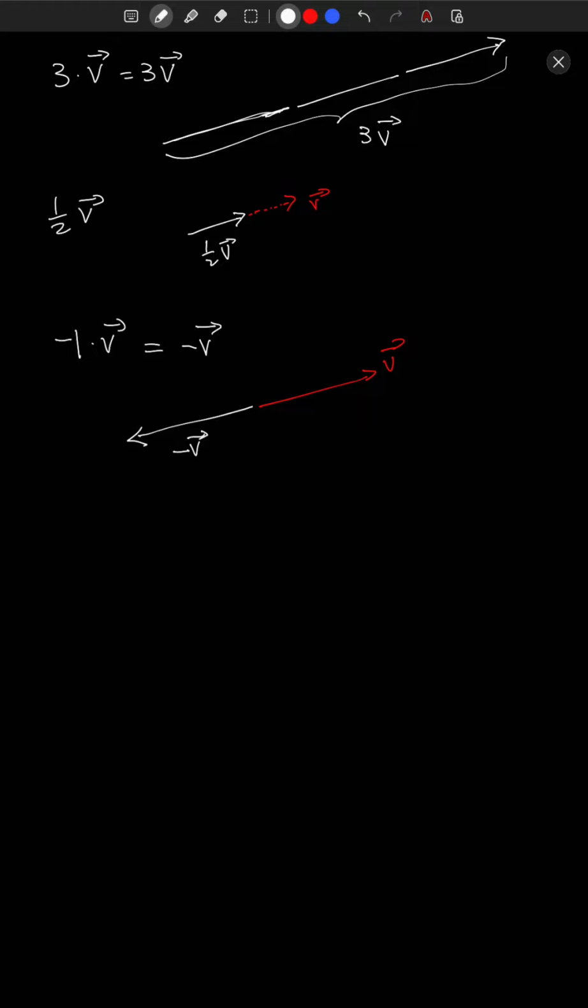If I want to do something like -3v, or let's say -2v, then I would take my original v. The minus means flip the direction, and the 2 means lengthen it by a factor of 2. So it would be one length of v, second length of v, pointing in precisely the opposite direction. So this is -2v.